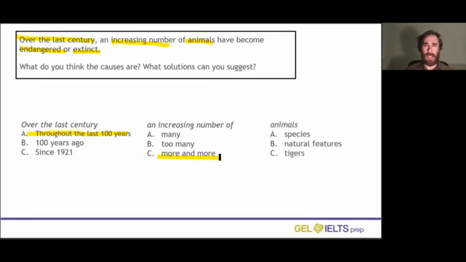Animals. Think about the context of the question and think about the language you would use in an essay. Which of these would be an appropriate synonym or paraphrasing of animals? Look at the next question below this video. The options are A, species, B, natural features, or C, tigers. Choose the correct option.